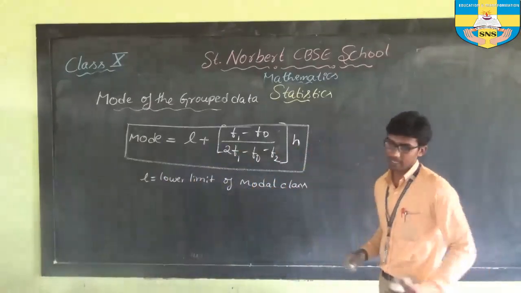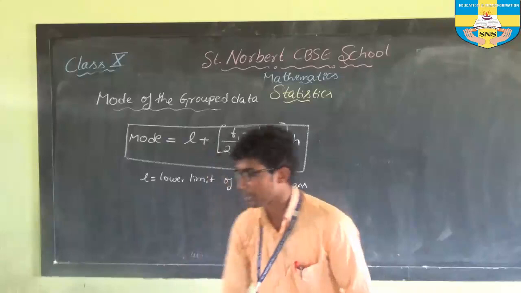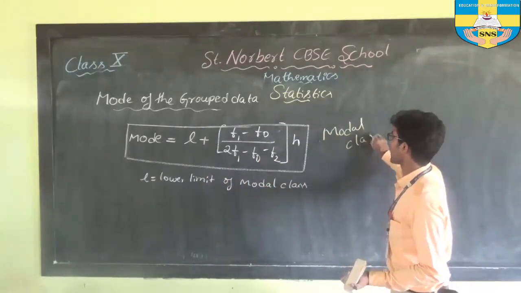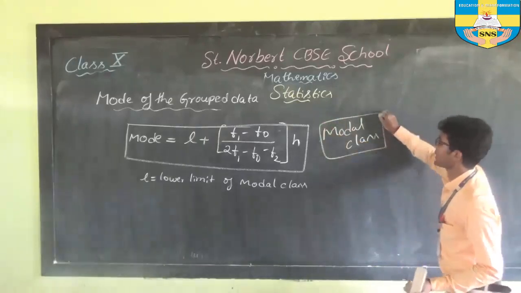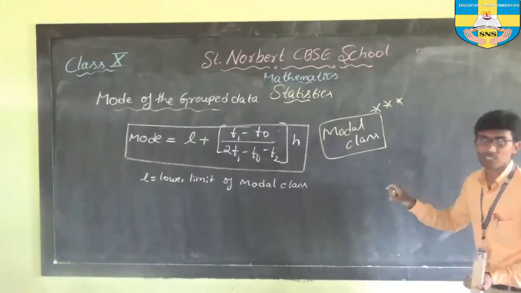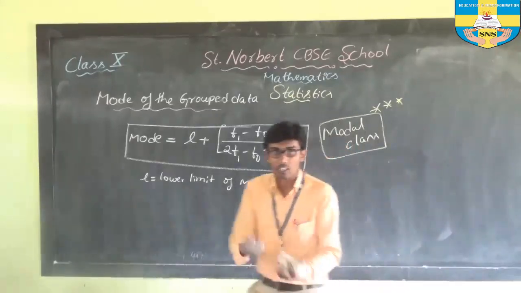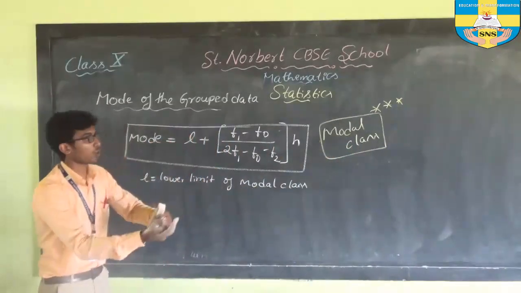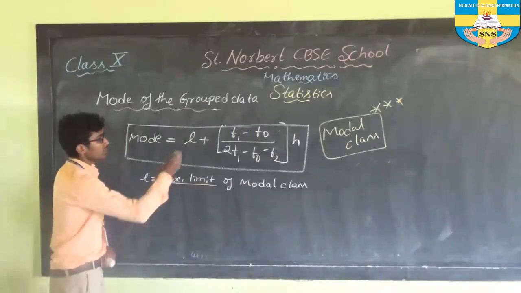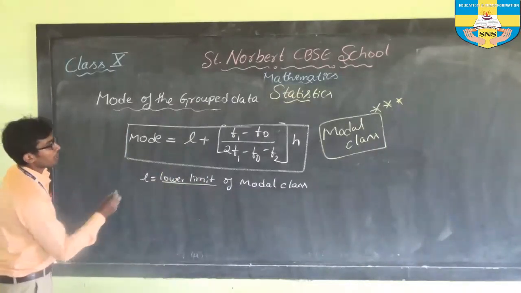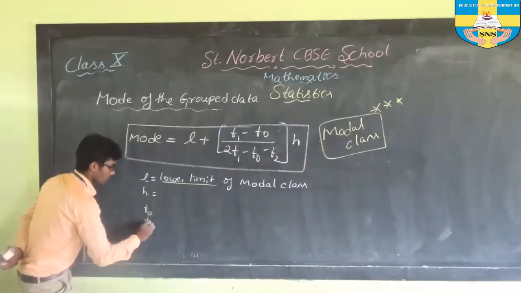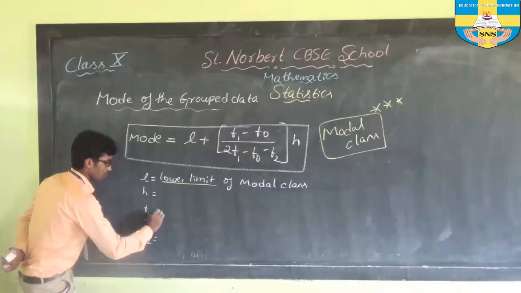We need to guess again, how to guess the modal class? Let me tell you, when you are solving the problem, I'll tell you how to guess this modal class. This is also again very important. We need to guess the modal class first. After guessing the modal class, you have the upper limit and lower limit. We need to get the lower limit of the modal class. Then what are F0, F1 and F2?